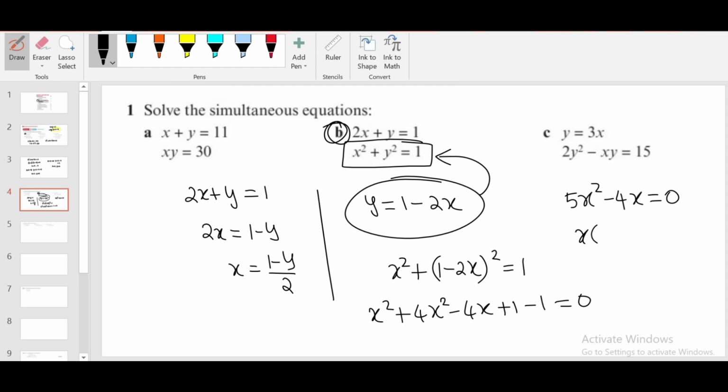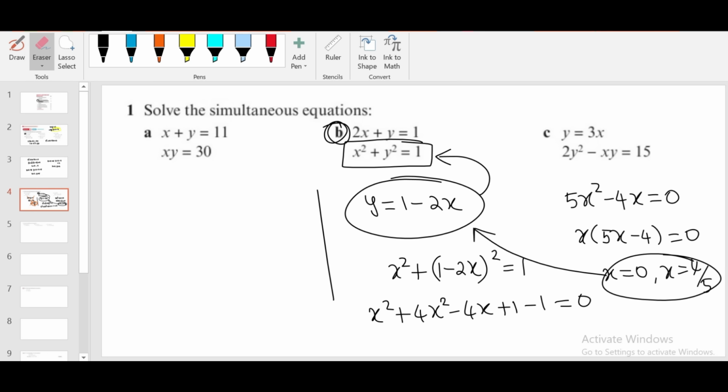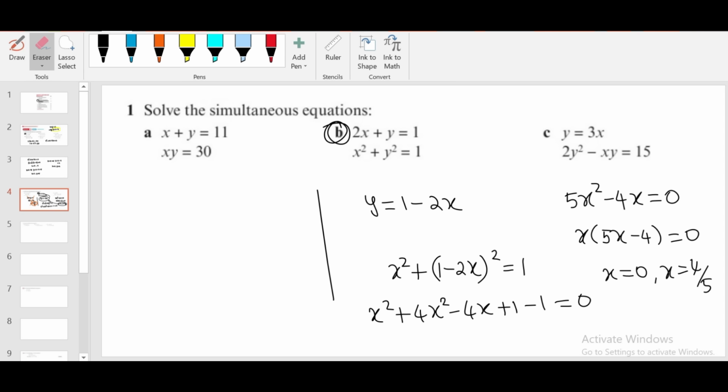So take x as a common factor. 5x minus 4 is 0. So we'll get x is 0, x is 4 over 5. Using these two values, sub in here and find the values of y. So you see, I'm not making x the subject because I need to deal with the fraction. Anyway, take the values of x now, sub into the equation.